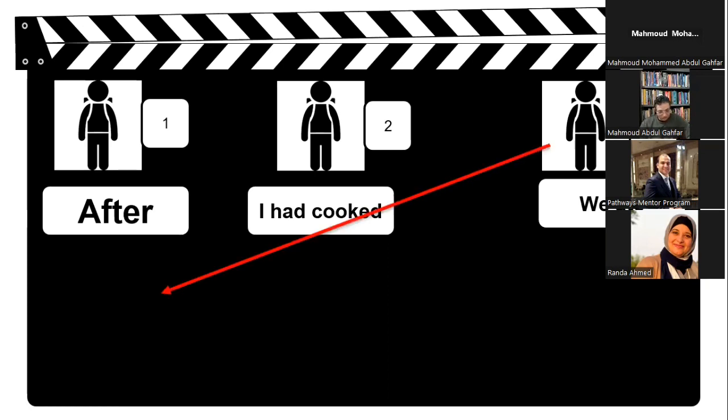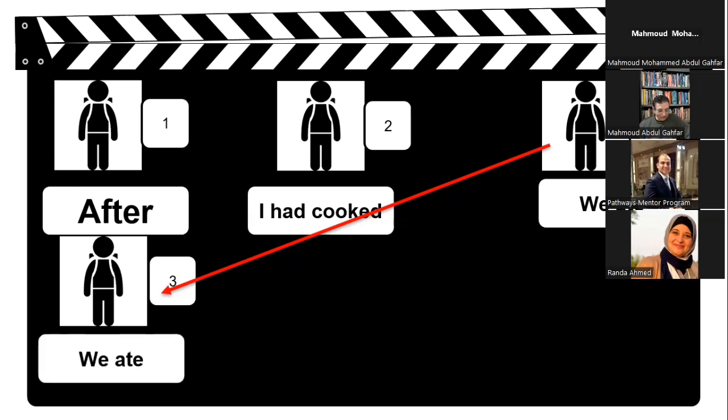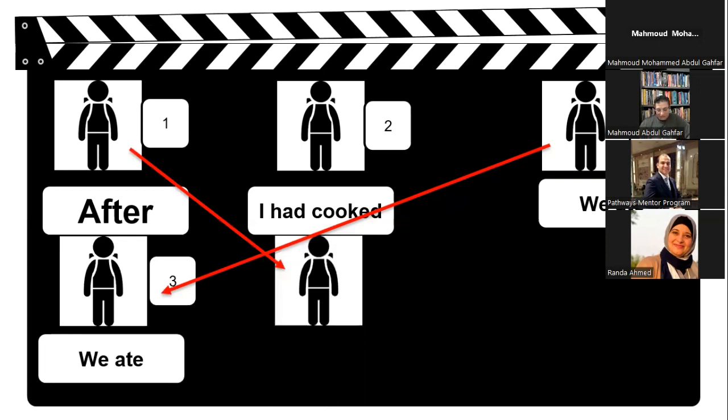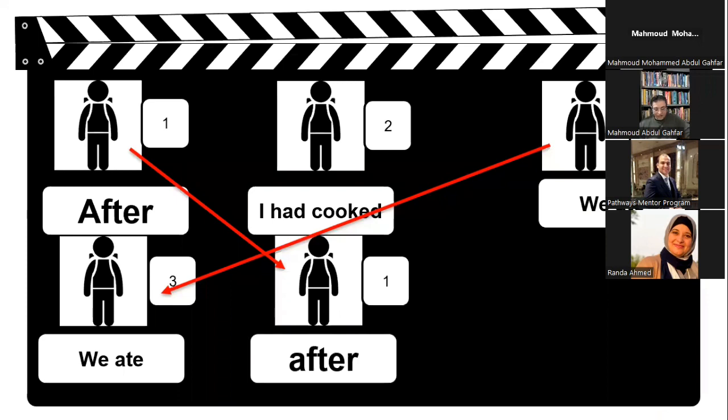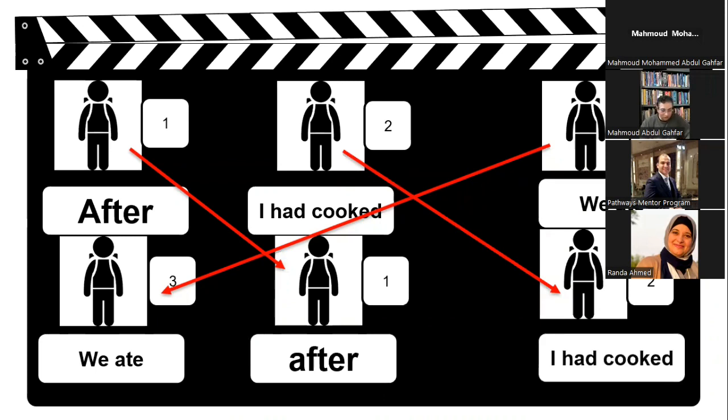So we ate, for example, will come here, because you are asking your students to put after in the middle of the sentence. The student number three will come to the first place and say, we ate. Then the student holding the word after will come to the middle and show after. So we ate after. And the second student will come to the last place holding the card we had cooked. So we ate after we had cooked.